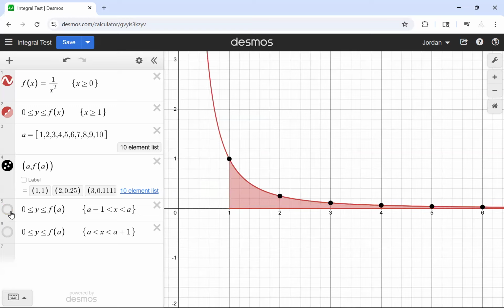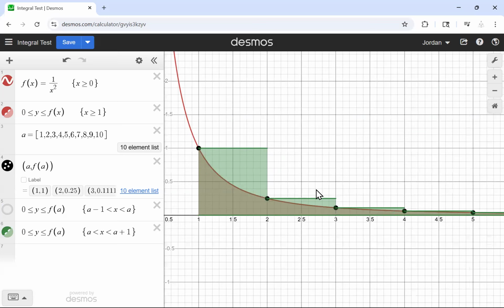Now, on the other hand, I drew the rectangles where they were going left. If I drew them where they were going right, so the rectangles go this way, again, height is equal to the point, width is equal to 1 on each rectangle. Well, these rectangles are all above the curve. Therefore, if the area under the curve is infinite, then these rectangles would add up to infinity.